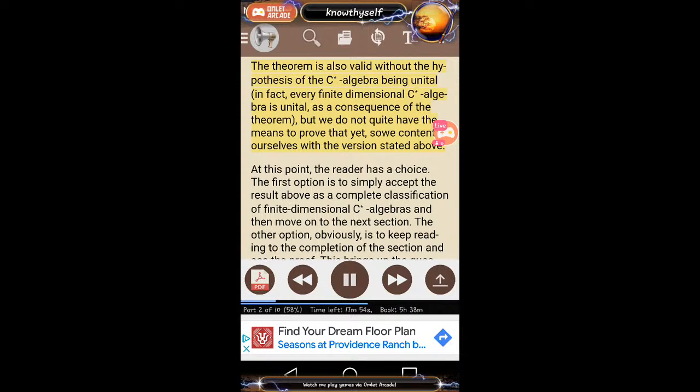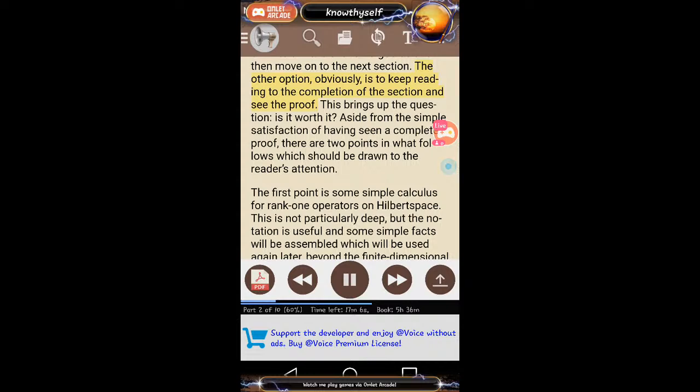The theorem is also valid without the hypothesis of the C*-algebra being unital. In fact, every finite dimensional C*-algebra is unital, as a consequence of the theorem, but we do not quite have the means to prove that yet, so we content ourselves with the version stated above. At this point, the reader has a choice. The first option is to simply accept the result above as a complete classification of finite dimensional C*-algebras and then move on to the next section. The other option, obviously, is to keep reading to the completion of the section and see the proof.